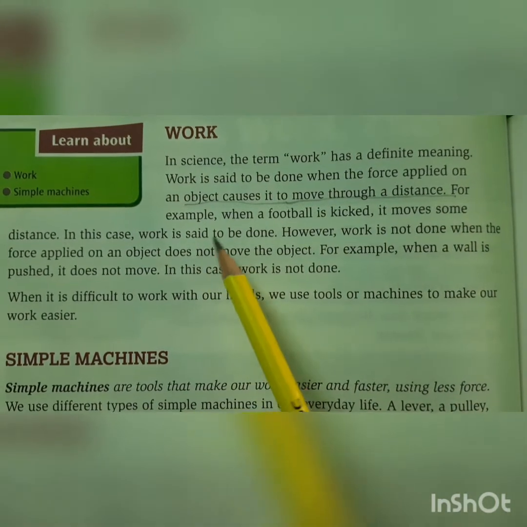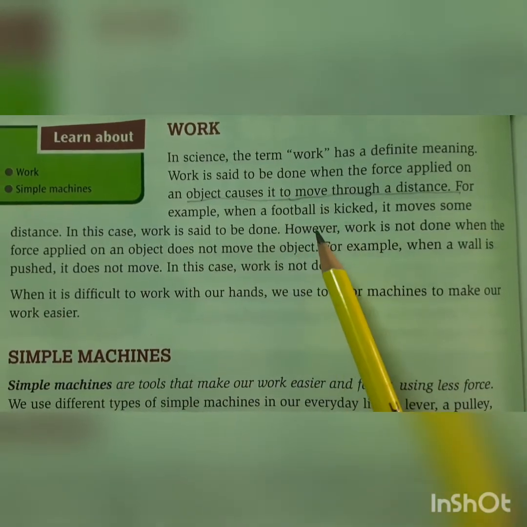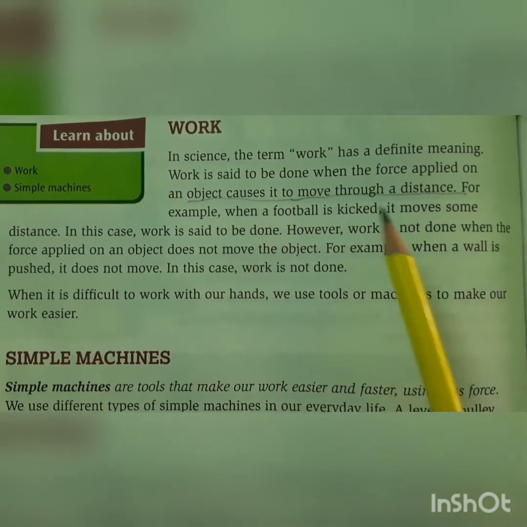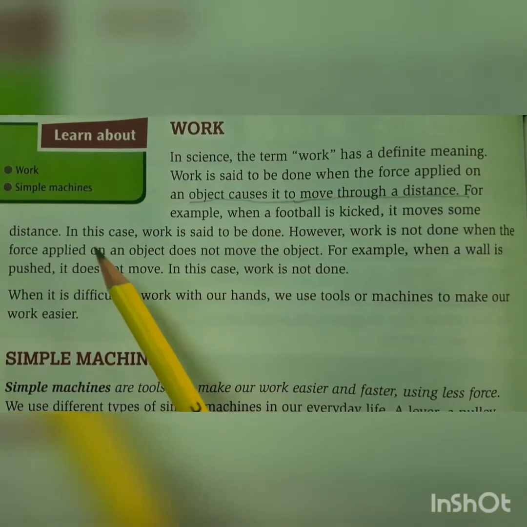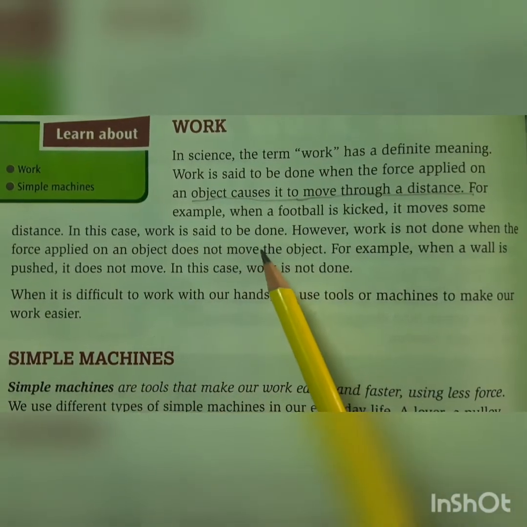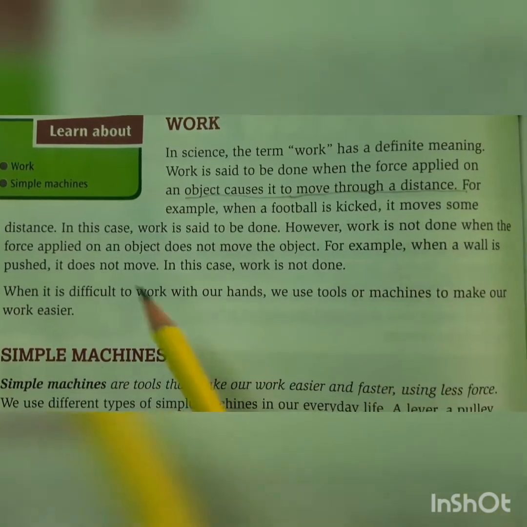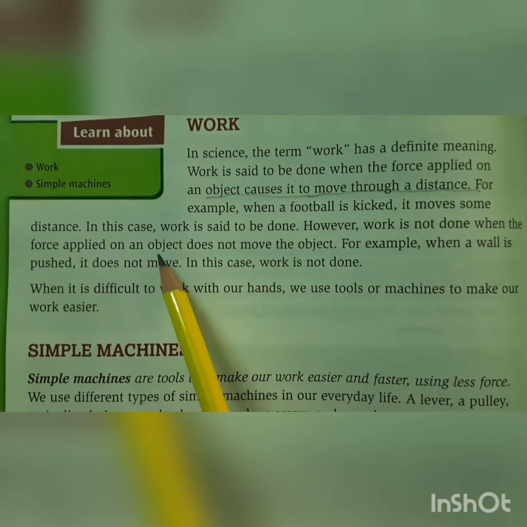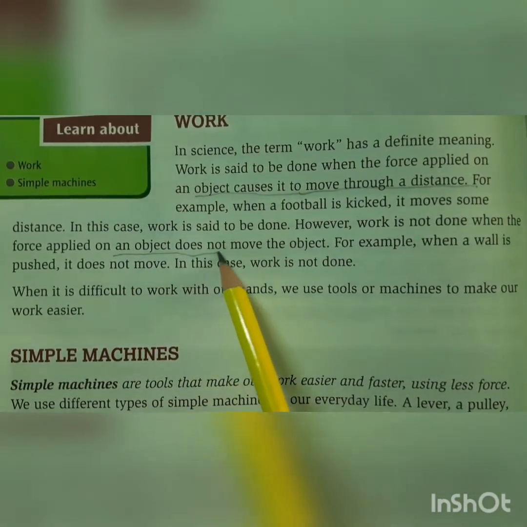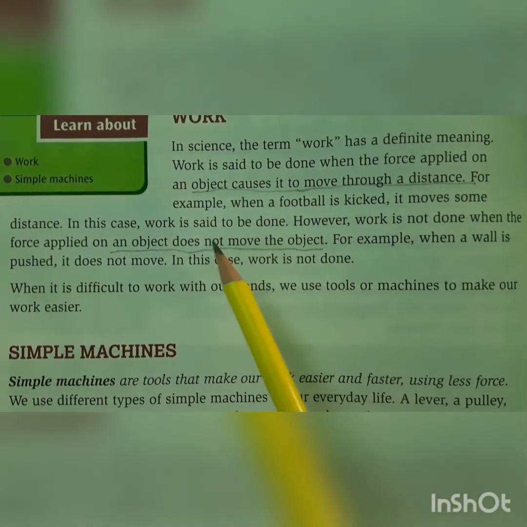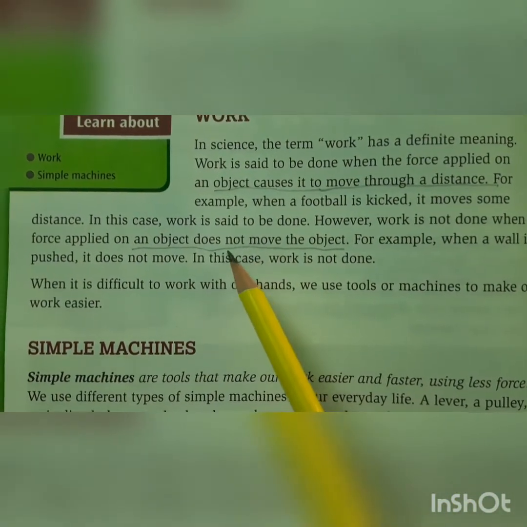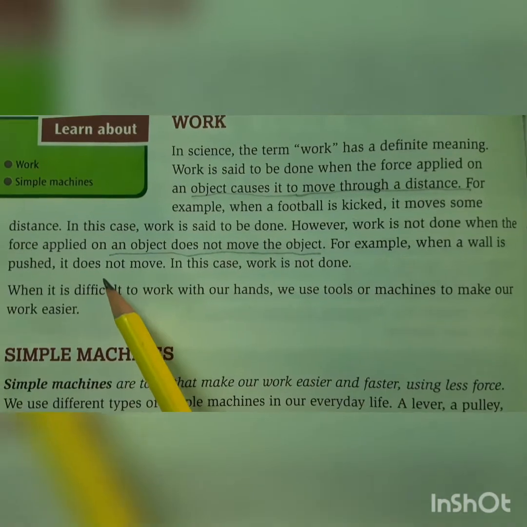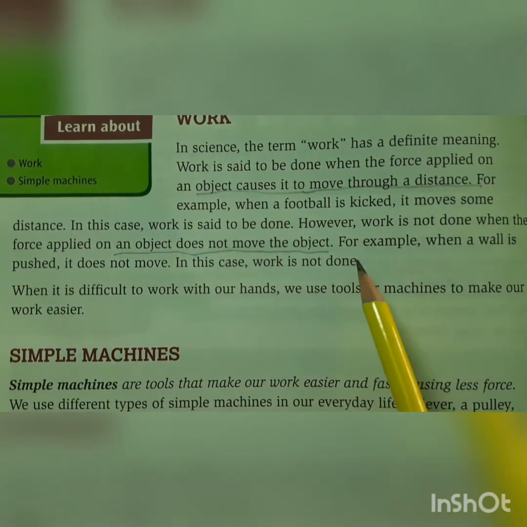Then only it will be said that the work is done. Okay. For example, when you kick a ball with your leg, the ball moves. So it will be said that the work has been done. It moves some distance. In this case, work is said to be done. However, work is not done when the force applied on an object does not move the object. Okay, so remember this also. When you apply a force on an object and the object does not move, for example, when a wall is pushed, it is not moved. In this case, work is not done.